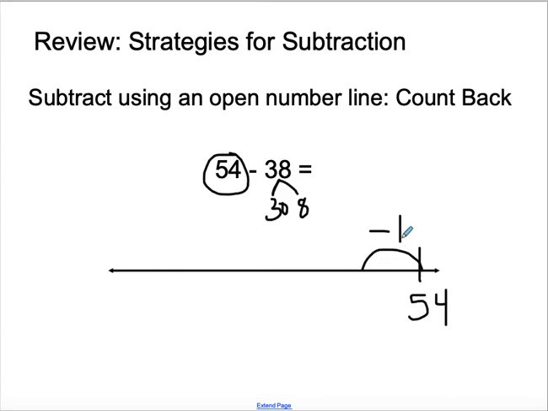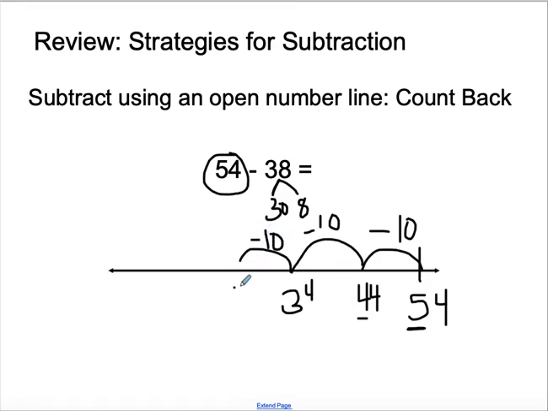Take away 10. And I'm just looking at my tens place, so it's 54. Now it's 44. Now I'm going to take away another 10. And now it's 34. And I'm going to take away another 10. And now it is 24. 54, 44, 34, 24. Only the tens digit is changing. Now I'm going to subtract the 8.